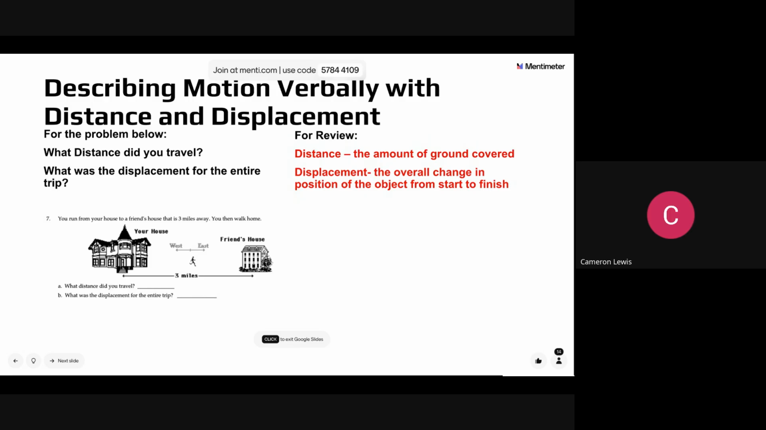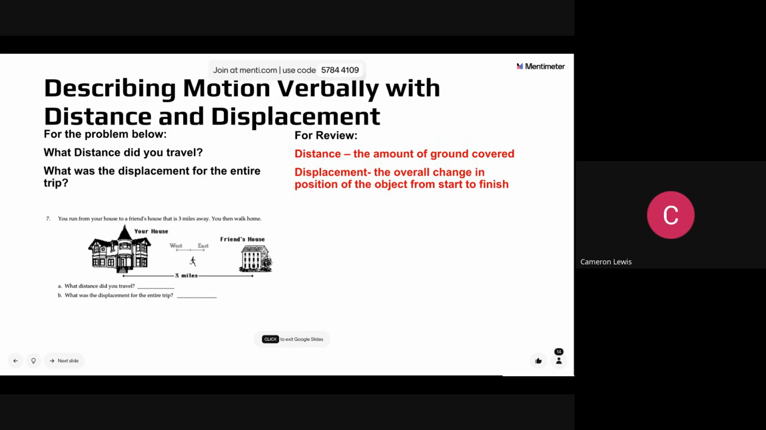And then we got the next one. So what was the displacement for the entire trip? So now we're talking about displacement. Now it's 6 miles. Okay. So we got one for 6 because you go 3 miles and you walk home. So 0. Okay. So I got a 0.